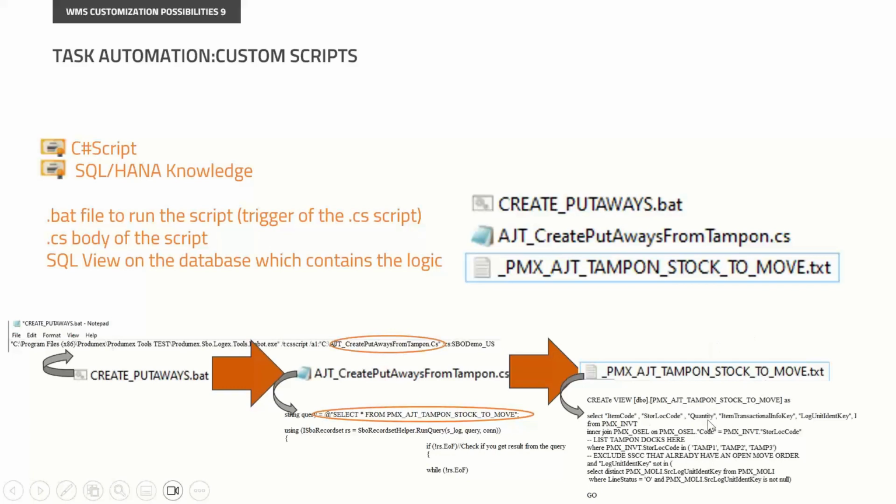In this case, if I remember well, we are just moving all the stock which is on these three locations, TAM 1, TAM 2, and TAM 3. So we'll generate move orders for all this stock, and that creation of the documents is made on the screen.